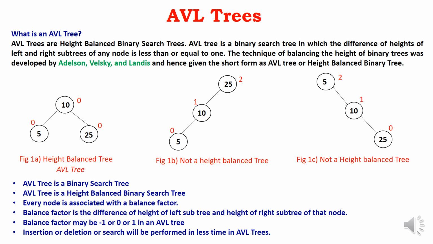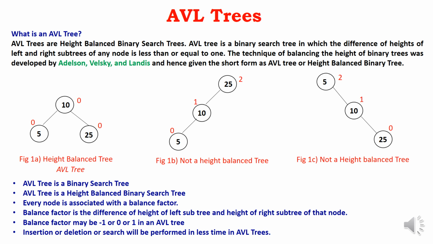An AVL tree is a binary search tree in which the difference of heights of left and right subtrees of any node is less than or equal to 1. The technique of balancing the height of binary trees was developed by Adelson-Velsky and Landis, and hence the short form AVL tree, or height balanced binary tree.